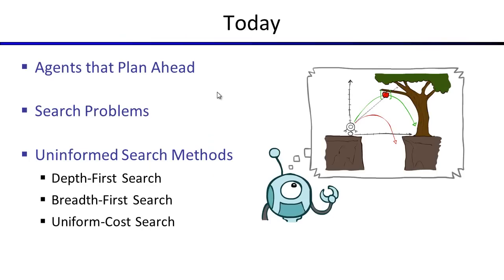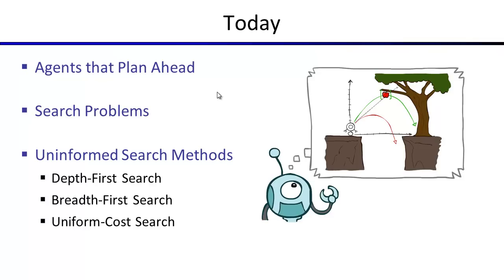So what we're interested in today and for the next 5 lectures is to come up with a formalism to allow agents to plan ahead. We'll formalize the problems we try to solve as search problems, and this will be an abstraction, a mathematical abstraction of a general class of problems.